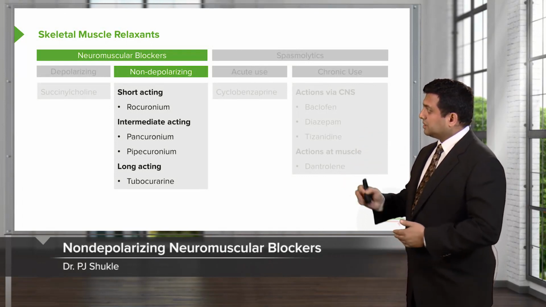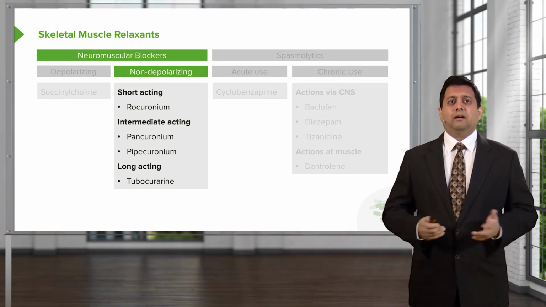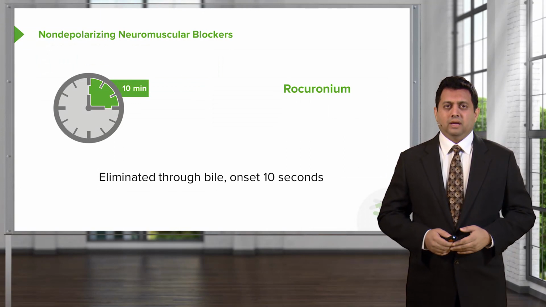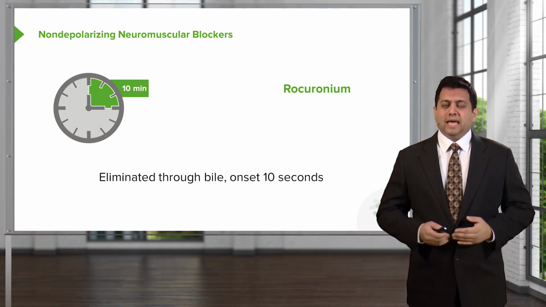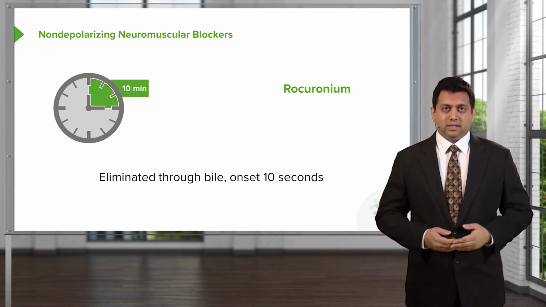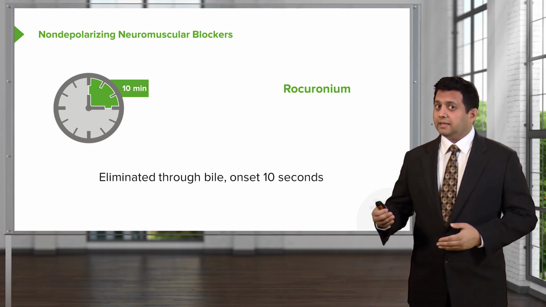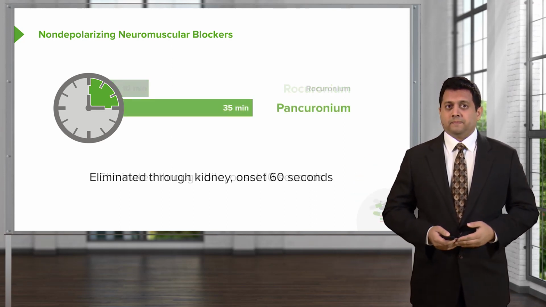Let's take a look now at the non-depolarizing agents. Now, we've got a large list there. Let's just separate them out in terms of how long they act or how quickly they act. Let's start with rocuronium. Rocuronium is used as a very important neuromuscular blocker in anesthesia, and we sometimes use it in the intensive care unit as well when we want to paralyze patients as we have them on ventilators. It is eliminated through the bile. The onset of action is about 10 seconds.